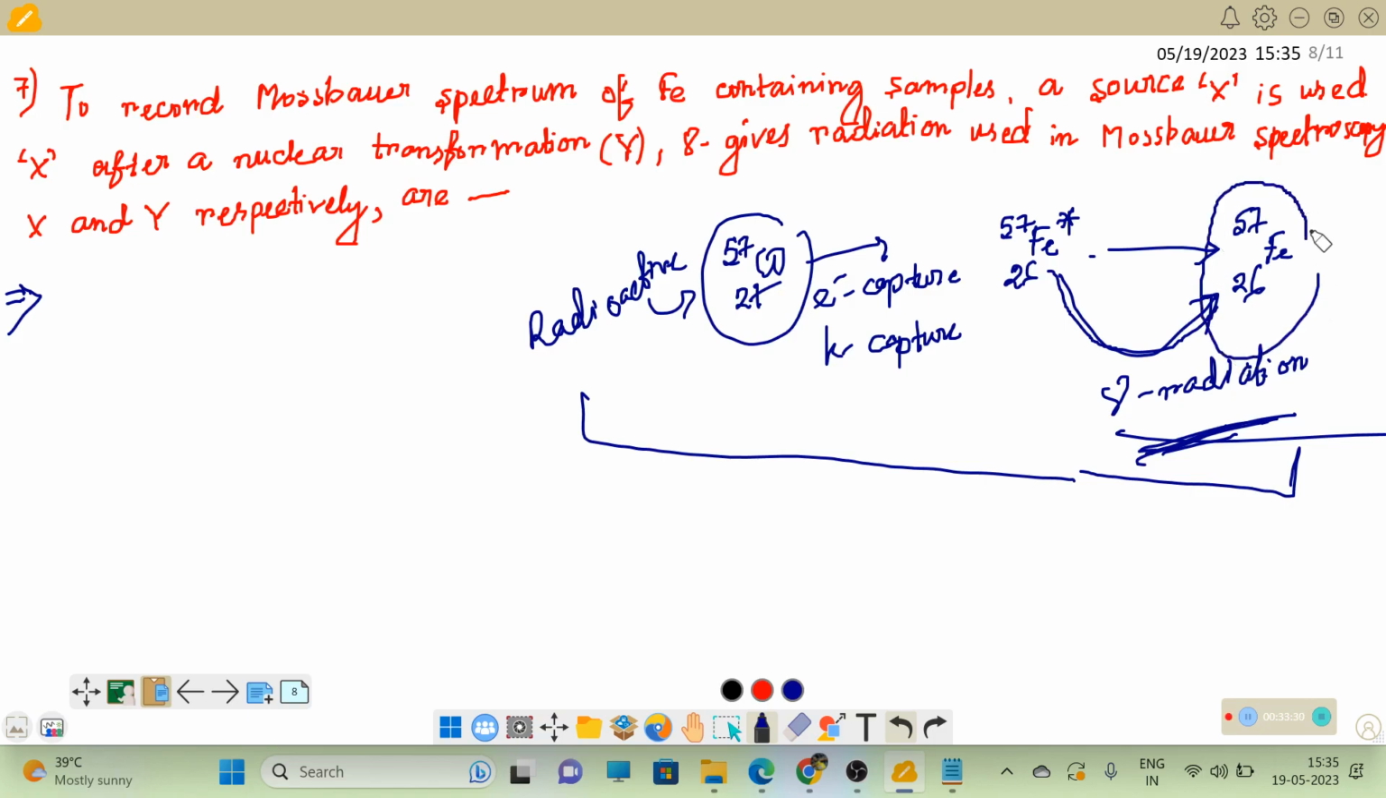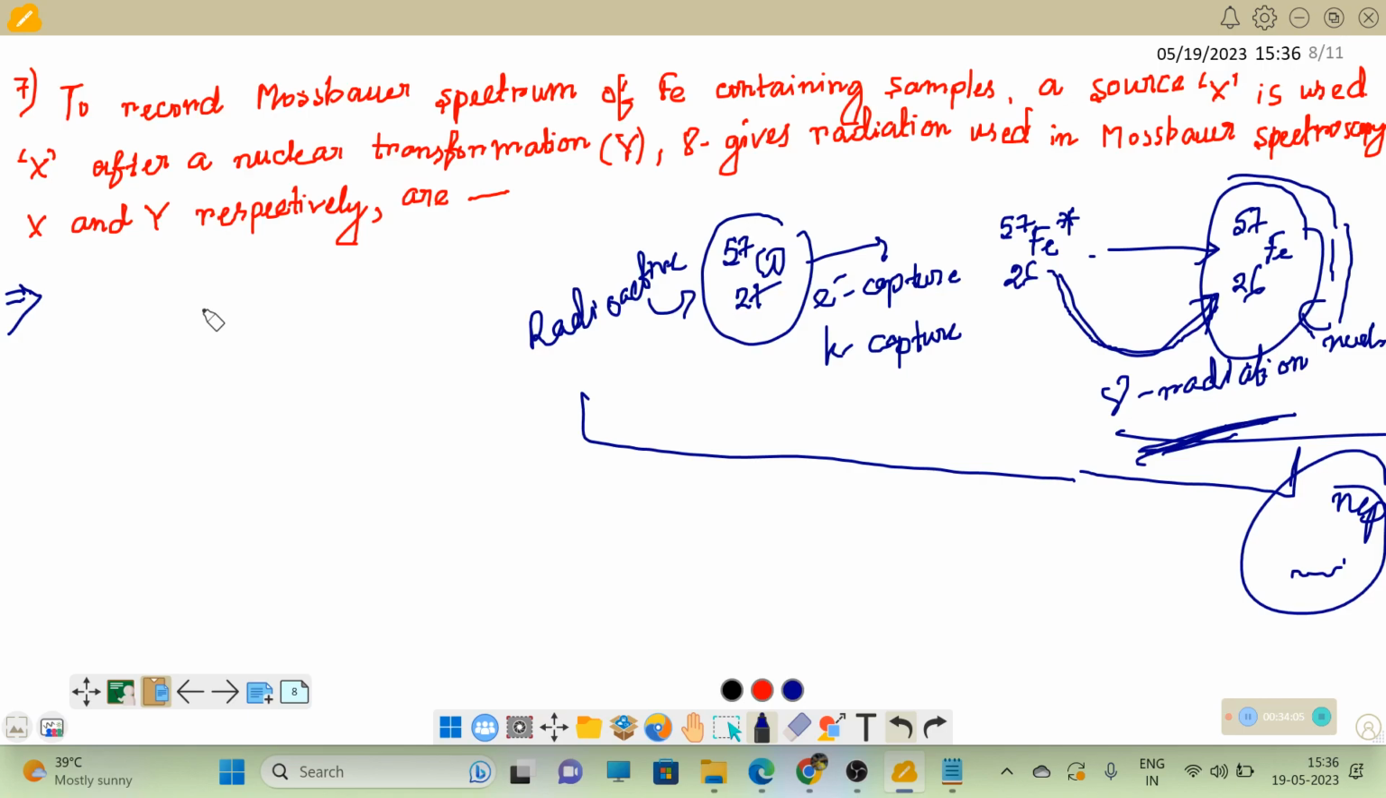Because 26 Fe is the stable element according to nuclear chemistry, because of the n by p ratio and magic number, all the things we know. And from the binding energy per nucleon curve, we all know that 26 Fe is the most stable element. When I teach nuclear chemistry, I will discuss why we call Fe stable.